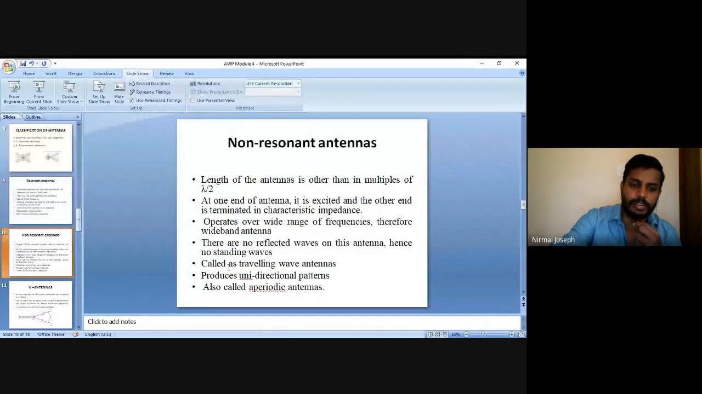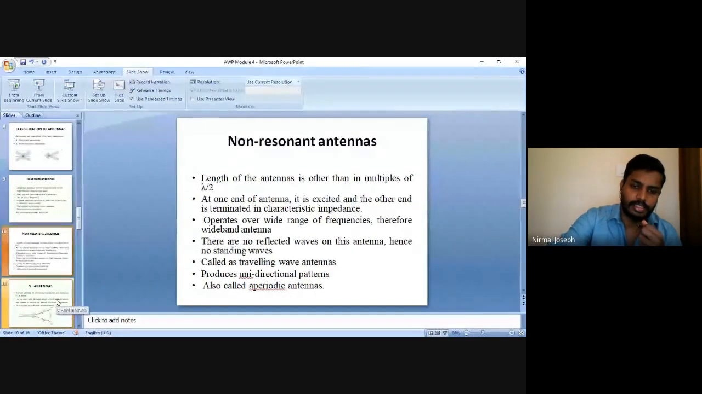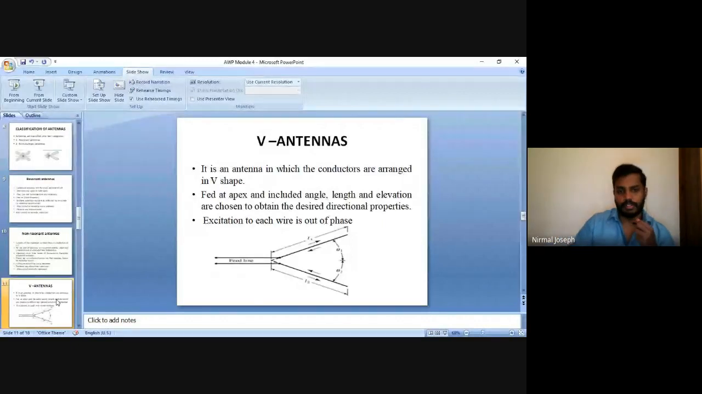So it is also called a periodic antenna. Why are resonant antennas called periodic antennas? Now we will move on to the next topic. Based on the structure of the antennas, we are again classifying. The non-resonant and resonant are the general classifications. Next, based on the arrangement and structure, we are going to classify the antennas.